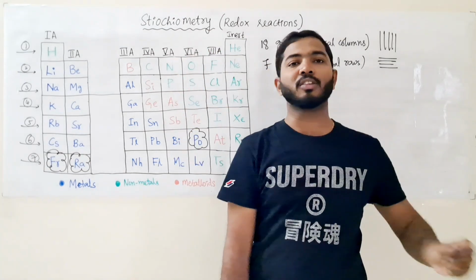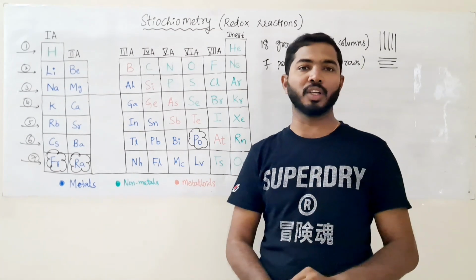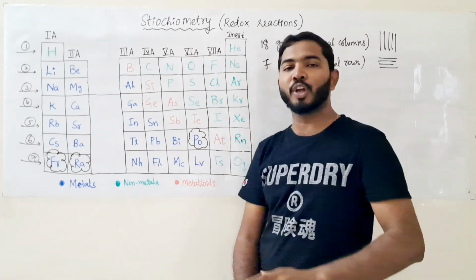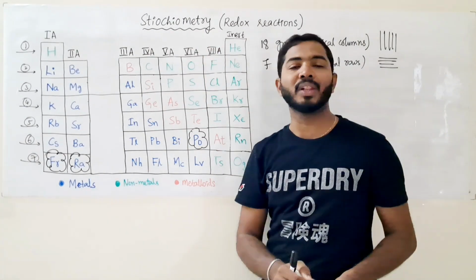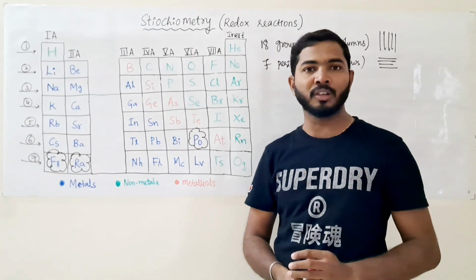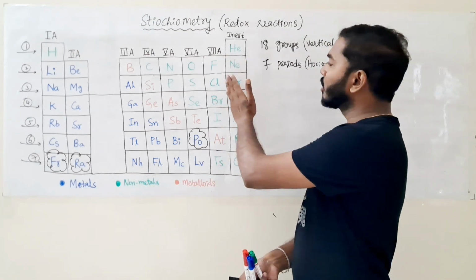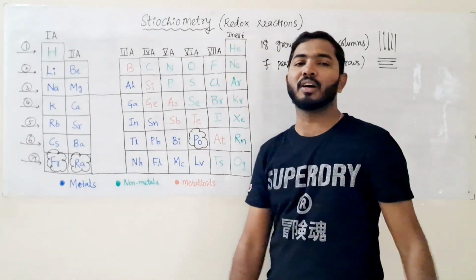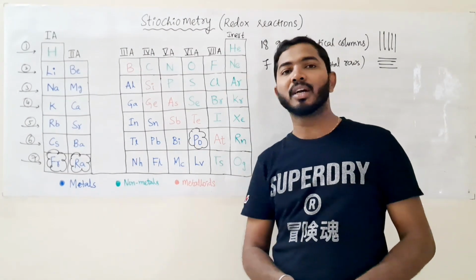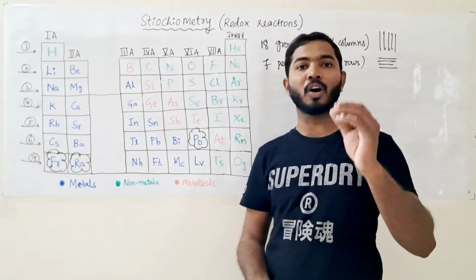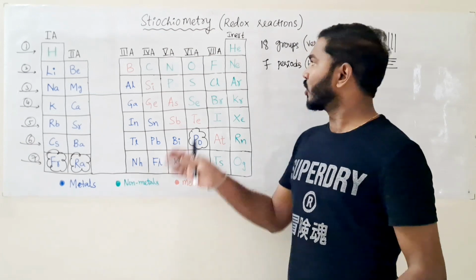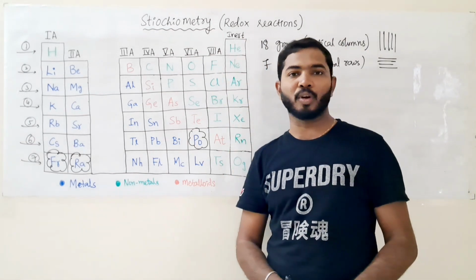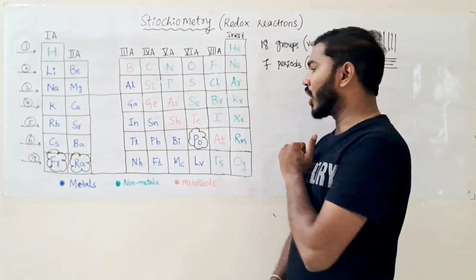Sixth A group elements, the oxygen family, chalcogens: oxygen, sulfur, selenium, tellurium, polonium, livermorium. Then moving to the seventh A group elements, called halogens: fluorine, chlorine, bromine, iodine, astatine, tennessine. And then the last, zero group elements, are the inert gases or noble gases or aerogens. That group includes helium, neon, argon, krypton, xenon, radon and oganesson.